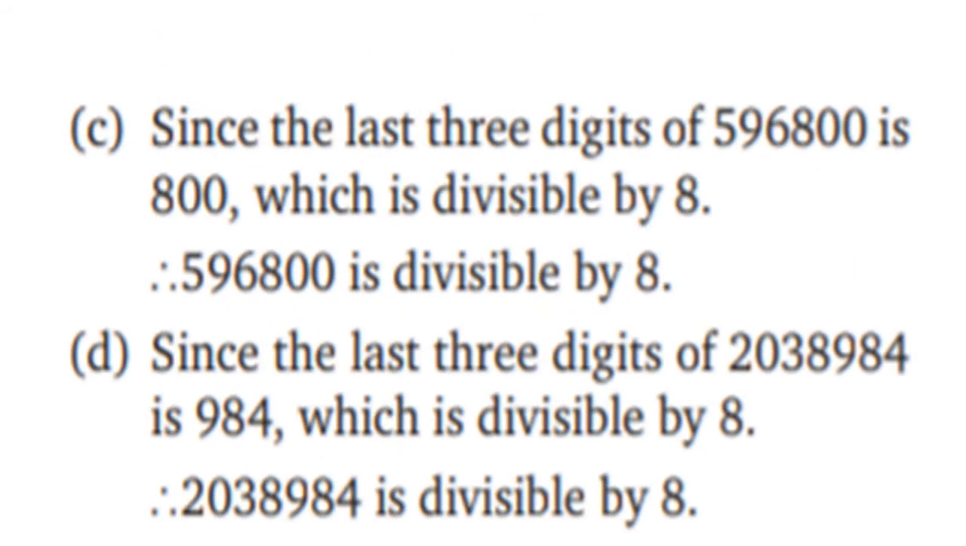Now C part is 5,96,800. Since the last 3 digits of this number is 800, which is divisible by 8, so this number is divisible by 8. Now D part, 20,38,984. Since the last 3 digits of this number is 984, which is divisible by 8, therefore this number is divisible by 8.